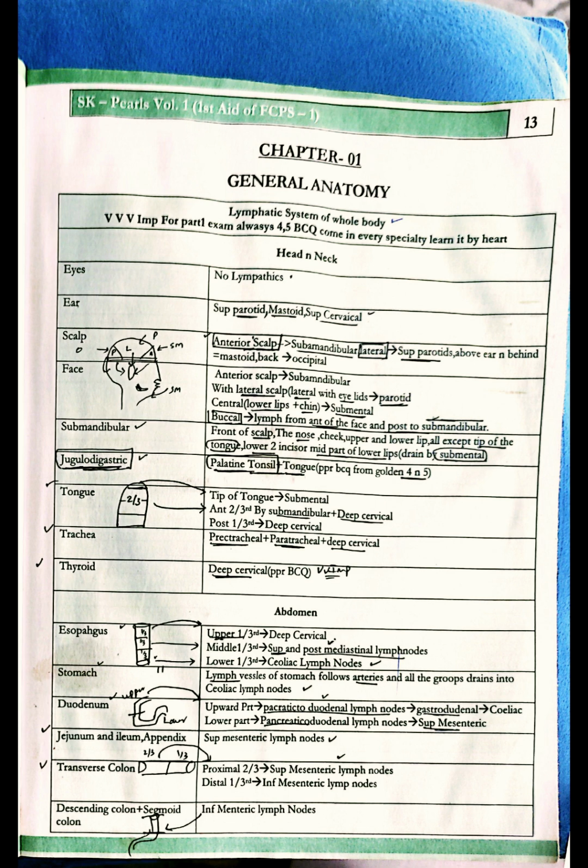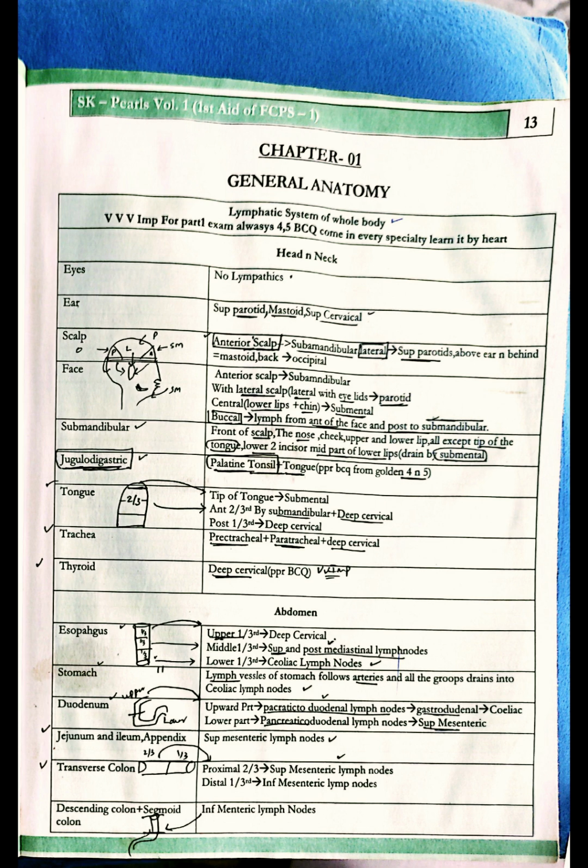Next, the tongue. This is a favorite for BCQs. The tip of the tongue drains to the submental nodes. The anterior 2/3 go to the submandibular nodes, and the posterior 1/3, that drains to the deep cervical nodes. Think of tongue cancer. Anterior spread to submandibular, posterior to deep cervical.